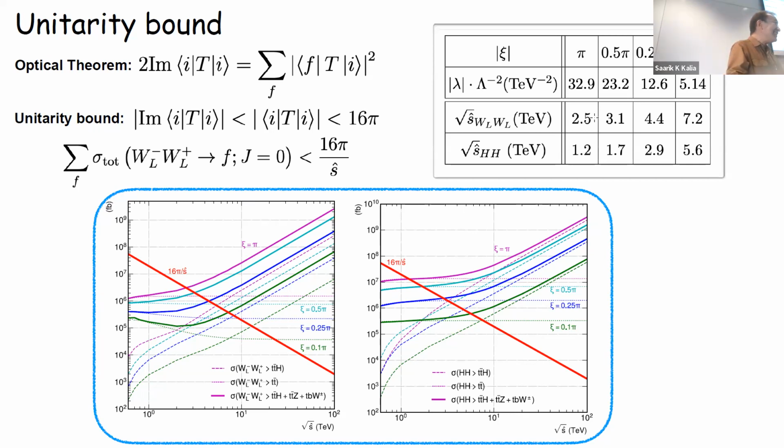Isn't that channel the same unitarity in the same way? Oh, yeah. So it's the same. Yeah, but the point is only the HH channel has 3 times bigger coupling. So definitely the HH channel. Yeah. The other is also safe.